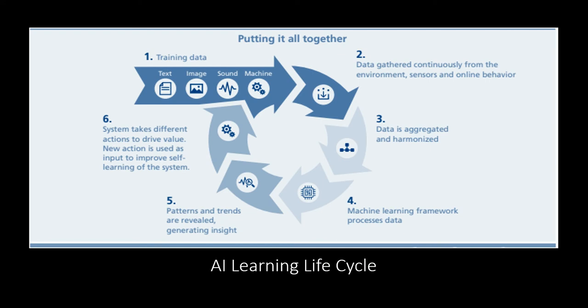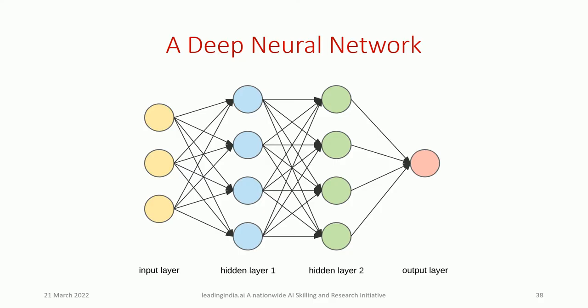Then in the fourth step, we apply machine learning frameworks to process that data. In the fifth step, we look for patterns and trends that are revealed for generating the insights, right? In the sixth step, the system takes different actions to drive value. It means the new action is used as an input to improve self-learning of the system, right? So till the fifth step, we actually generate our models. And in the sixth step, we are actually doing the prediction or recommendation on the generated model, right?